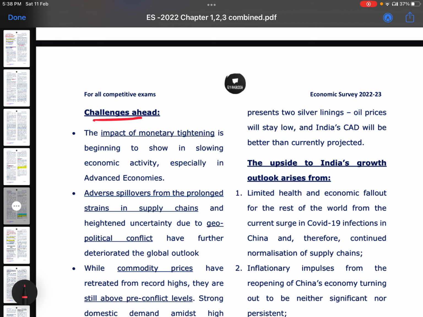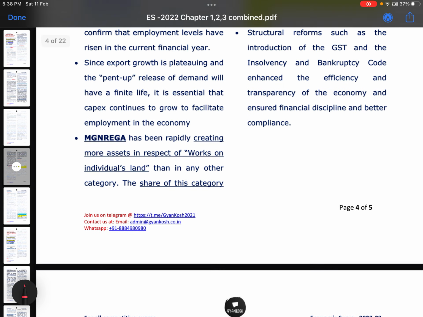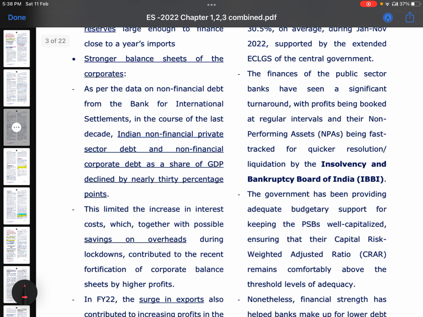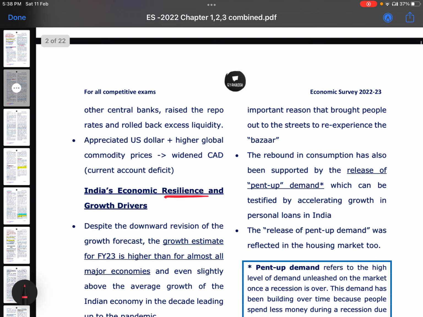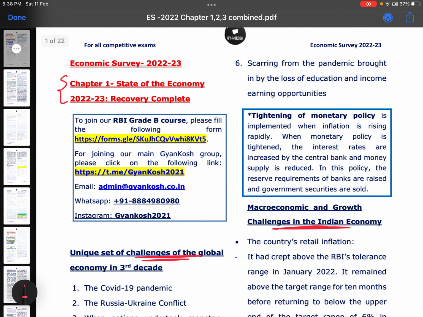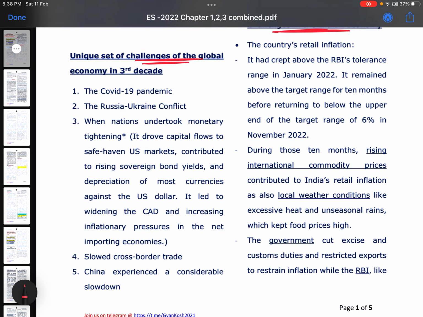While discussing the above topics, the survey comes out with some concepts which are useful for MCQs as well. You need to Google the same to understand those concepts. Like in this chapter, you can see tightening of monetary policy, pent-up demand.